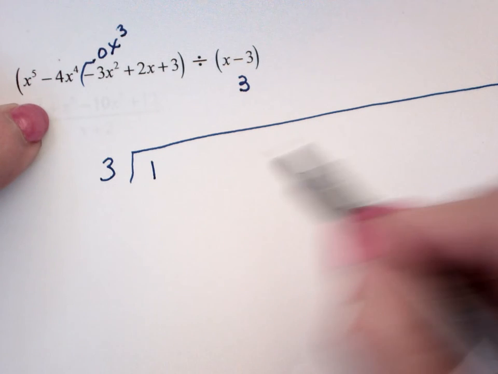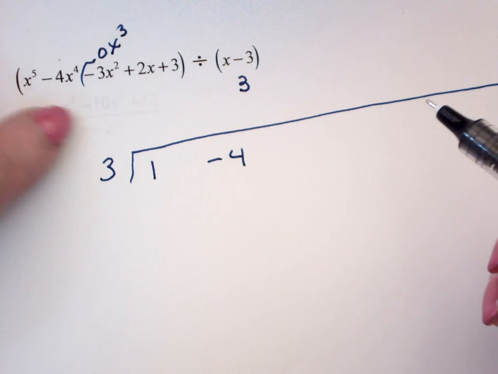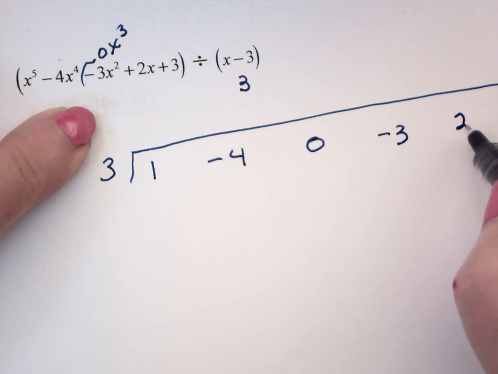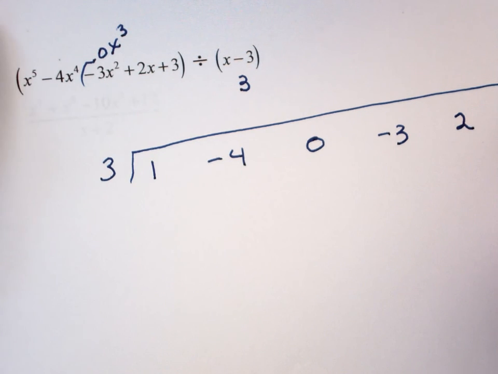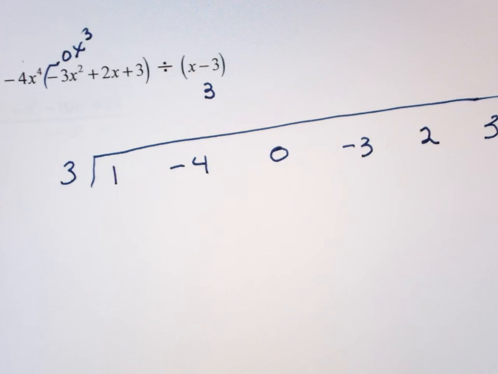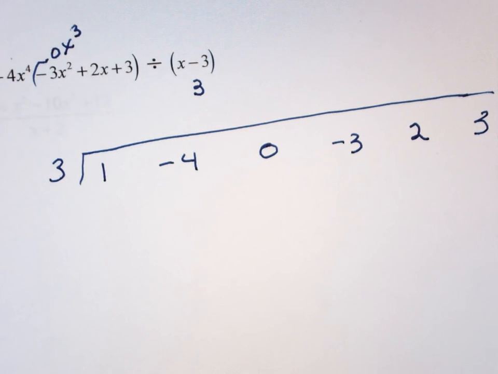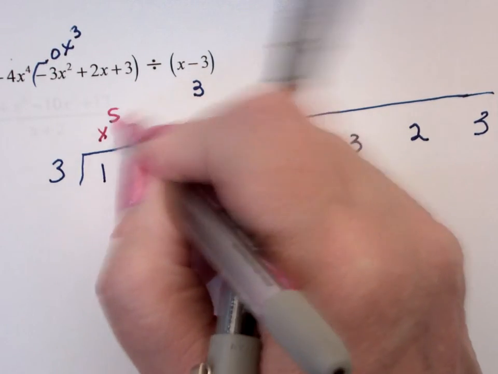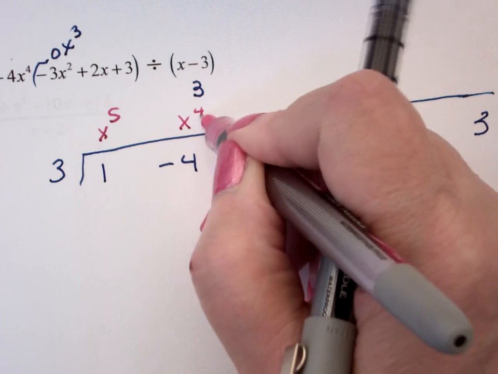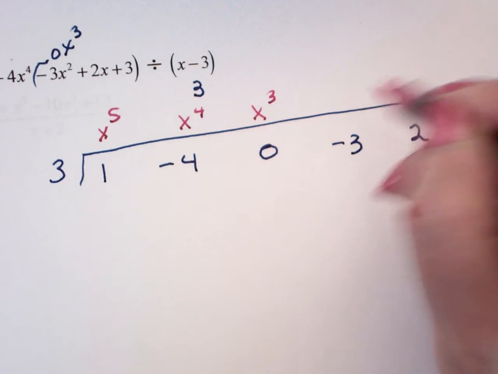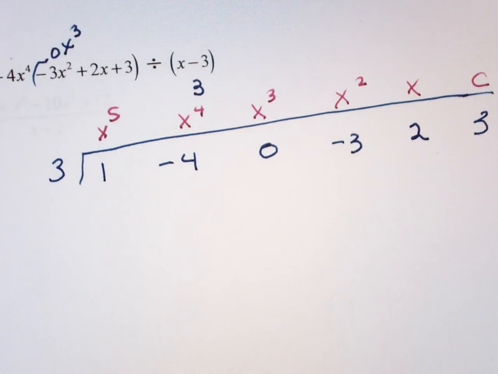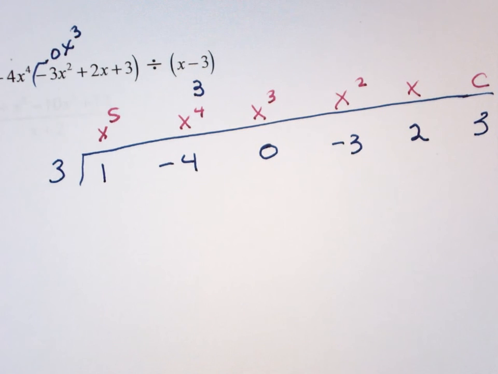1, x to the 5th, -4, x to the 4th, 0, x to the 3, -3, x to the 2, 2, x to the 1, and 3. Now remember, these are all the coefficients. This is the coefficient of x to the 5th. This is a coefficient of x to the 4th. This is a coefficient of x to the 3, x to the 2, x to the 1, and constant. So that is the representation of my original polynomial.